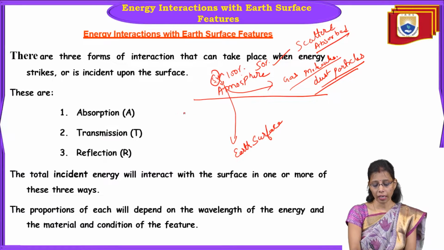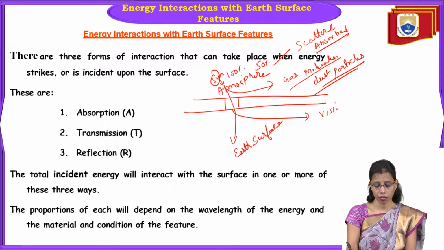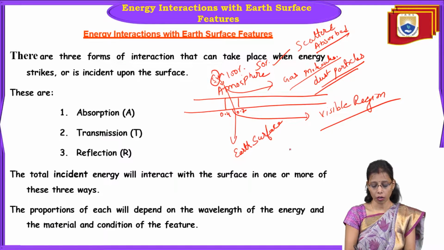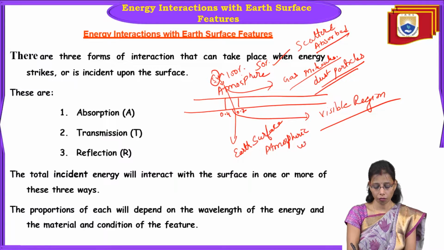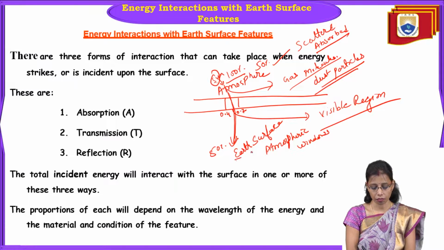When we consider the visible region of the electromagnetic spectrum, the window of 0.4 to 0.7, which is called the atmospheric window, allows the radiation to pass through and reach the Earth's surface. So now, out of 100% of the radiation, only 50% is reaching the Earth's surface features.